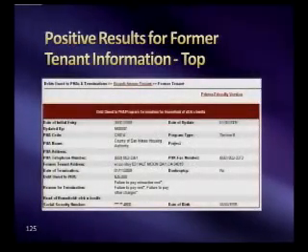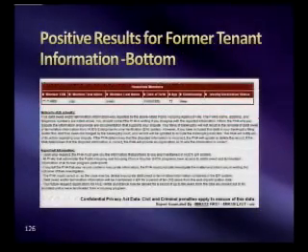On the flip side, here's a positive result, and this is a tenant that owes San Mateo Housing Authority $25,000 for failure to pay rent, failure to pay other charges, failure to pay retroactive rent. Okay, this is the top portion of the report. The bottom portion of the report basically is a notice to your client letting them know what their rights are and what they can do about this information.